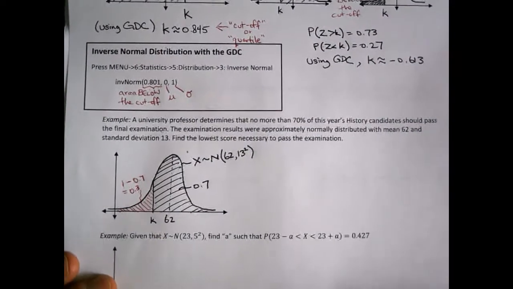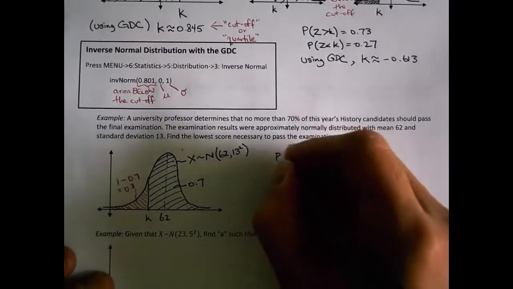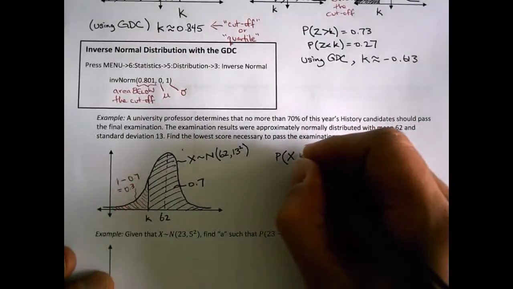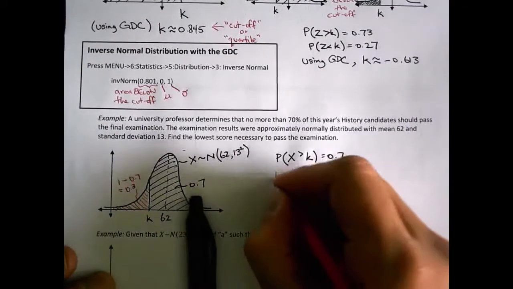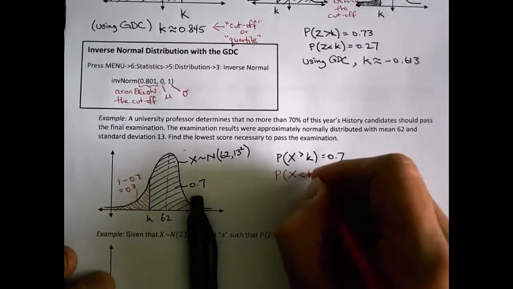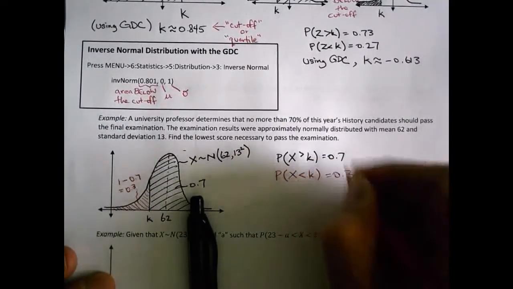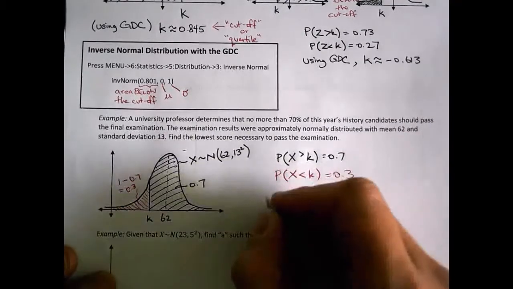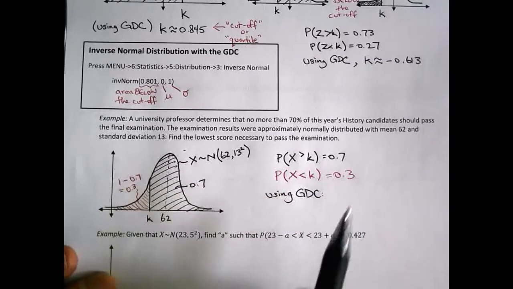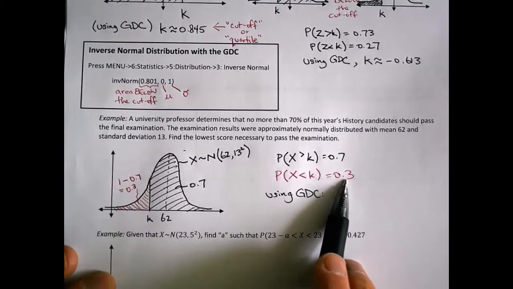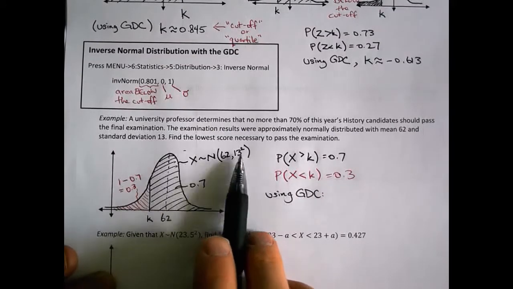And now I can punch this into my calculator. Just to rewrite what I did, the probability that x is greater than k is 0.7. Then I rewrote this: the probability that x is less than k is 0.3. These two statements are the same. And now using my GDC, I have my area, I have my mean and my standard deviation.